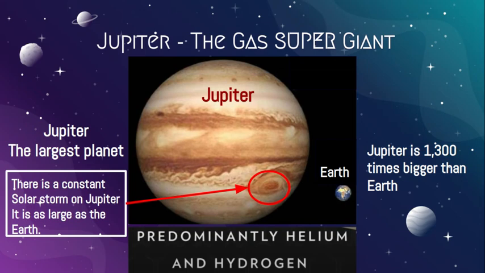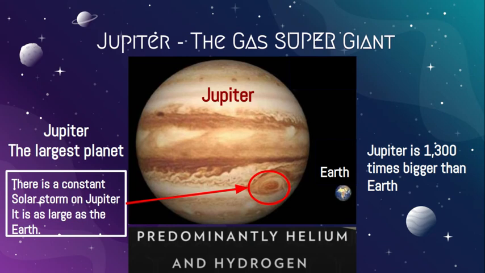Jupiter is the gas supergiant. Jupiter is our largest planet. There is a constant solar storm on Jupiter. It is as large as the Earth, and the red arrow points to and circles that large solar storm. It's been a huge, huge storm swirling and swirling forever.